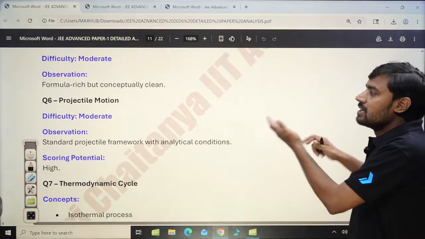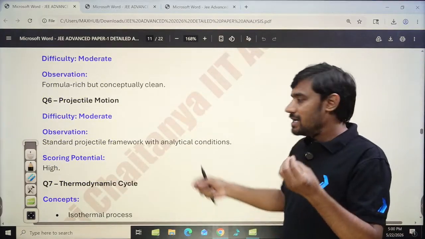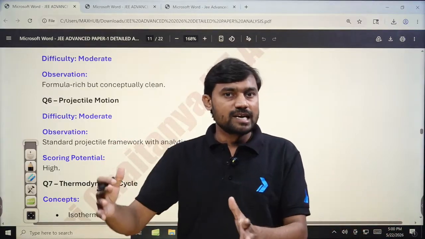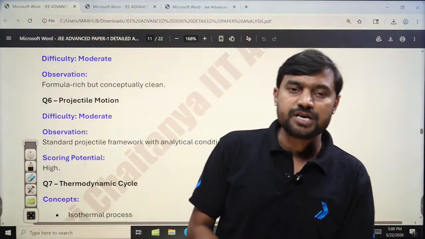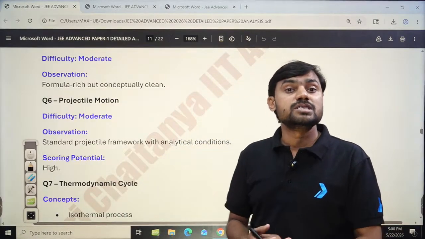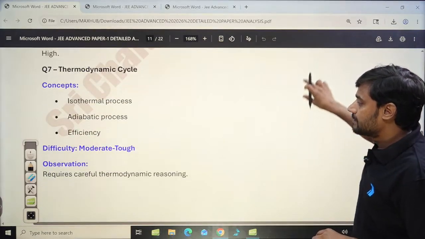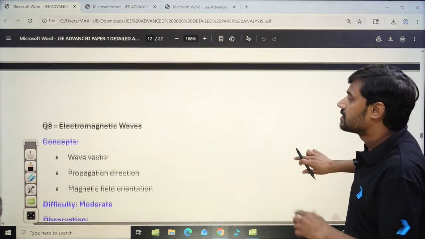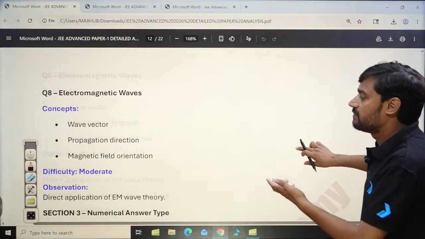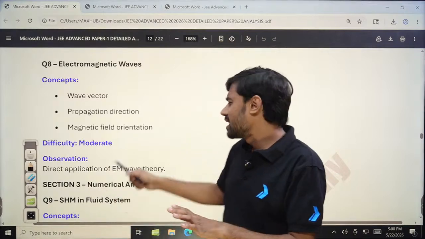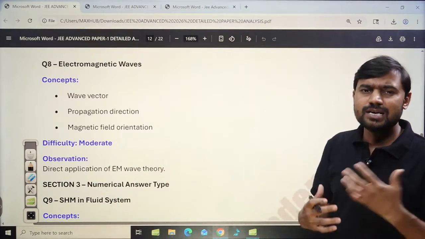Projectile motion content, a moderate question. It requires just the equation of trajectory, y is equal to x tan theta minus g x square by 2 u square cos square theta. But there was some calculation in this also, right? And here is an electromagnetic wave question, wave vector propagation. Again, this was moderate, but yes, you can do it within a time, right?